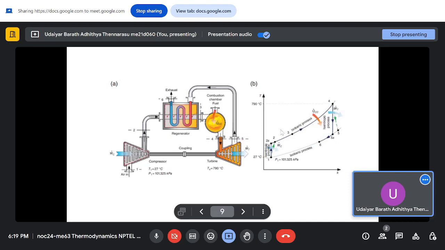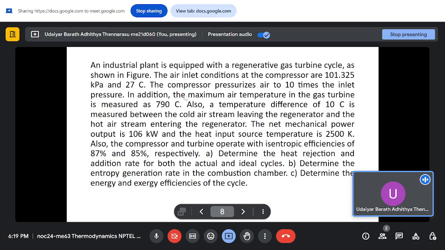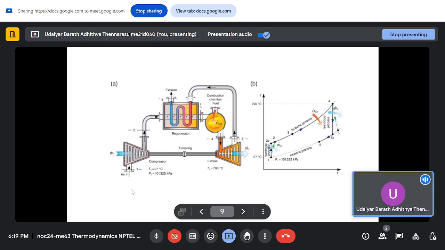So if you see, this is the process in which the industrial plant is running. As I told previously, your compressor inlet is where your air is taken in from the atmosphere, which is at 101.325 kPa and 27 degrees Celsius. You compress the air from 1 to 2s, which is the ideal case, but it's not an isentropic process, so it will go from 1 to 2.